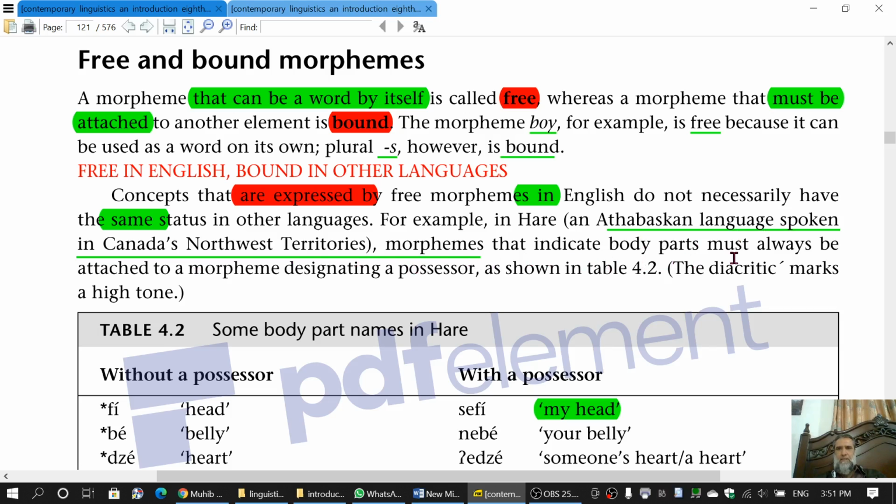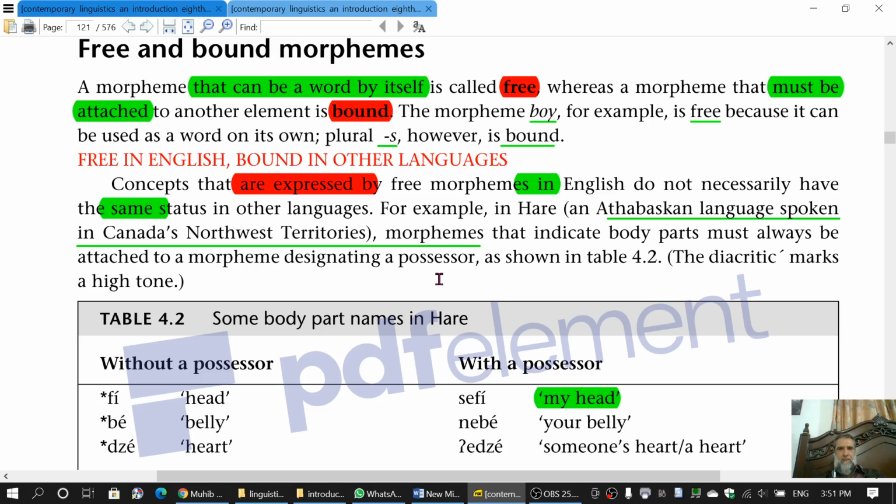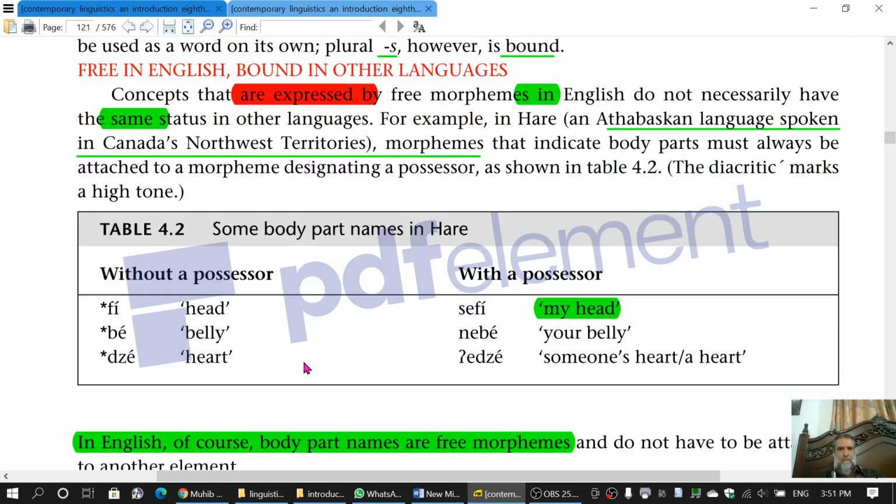Morphemes that indicate body parts, वो मार्फीम जो जिस्म के हिस्सों को जाहिर करते हैं, must always be attached to a morpheme. इसको हमेशा किसी मार्फीम के साथ अटैच करना पड़ता है, ऐसा मार्फीम designating a possessor, जो किसी पोजेसर को जाहिर करे, रखने वाले को जाहिर करे. As shown in Table number 4.2, the diacritic, ये जो डैश है, marks a high tone. इसको हाई टोन में पढ़ा जाएगा.